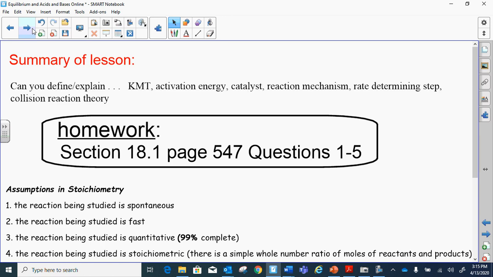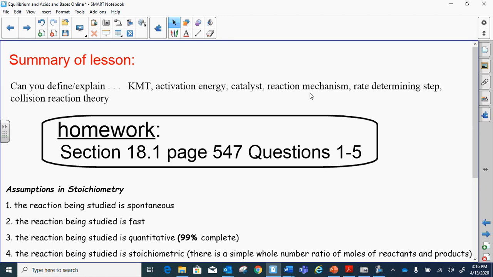So in this particular lesson, we have looked at the KMT, which I'm hoping you realize is kinetic molecular theory. That pretty much says that everything around us is made of particles. If we want a reaction to take place, these particles that are always moving have to hit one another, collide with enough energy to form something new. So that's your kinetic molecular theory combined with your collision reaction theory. Activation energy, of course, is the energy required for the reaction to take place. A catalyst is used to speed a reaction up. Conversely, an inhibitor is added if you want to slow the reaction down.